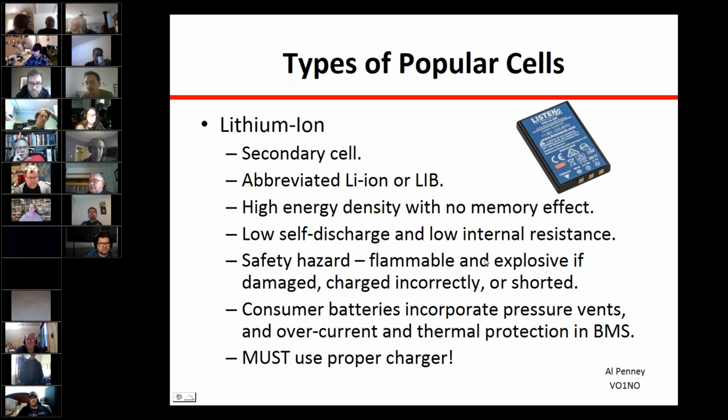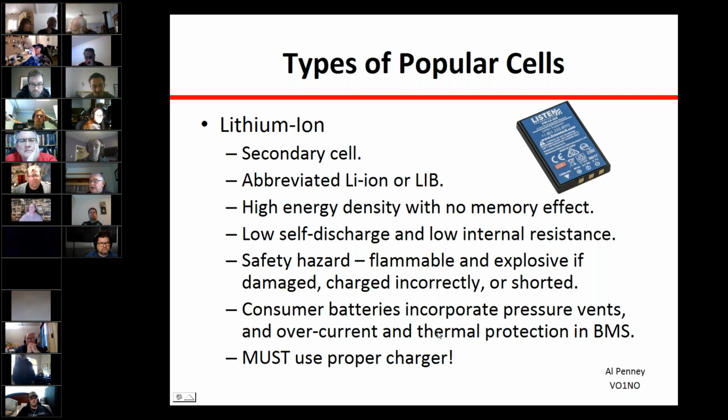I was looking at using these for a balloon project to help out a high school a few years ago, and I said, holy crap, if we were to keep some of these batteries, they'd have to be kept in a metal container because they're so darn dangerous sometimes. Consumer batteries have pressure vents, and overcurrent and thermal protection battery management system built in. If you were to look inside one, I don't recommend you do, you'd see circuitry inside, pressure vents and fuses and things like that to protect them and keep them from catching fire or exploding.